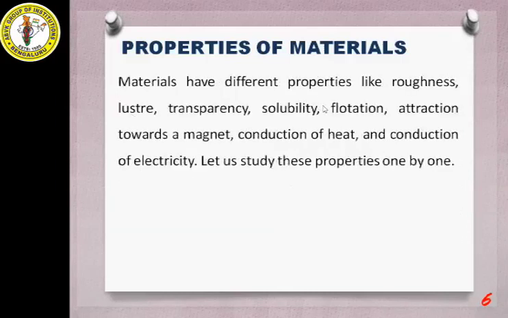Materials have different properties like roughness, luster, transparency, solubility, flotation, attraction towards a magnet, conduction of heat, conduction of electricity. These are some of the properties that we are going to study in this chapter. So let us study these properties one by one.